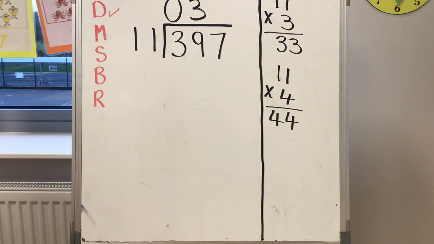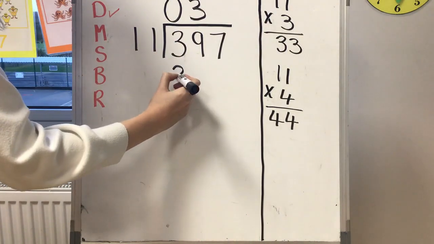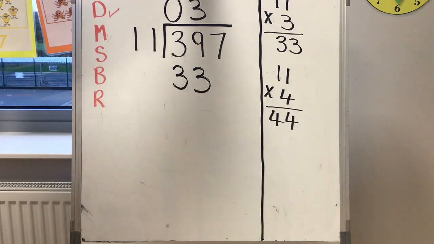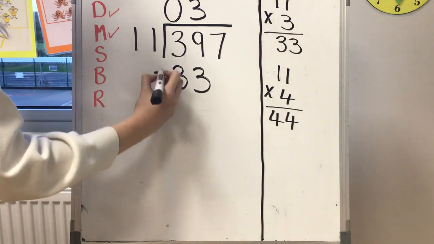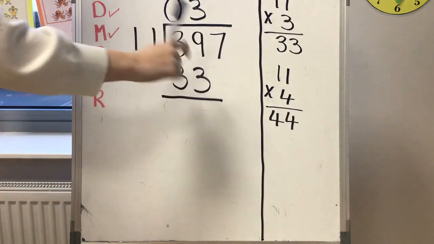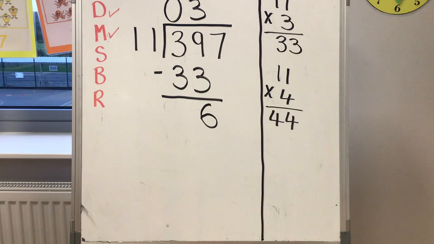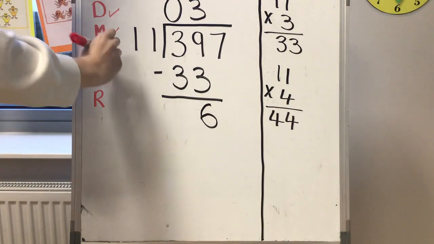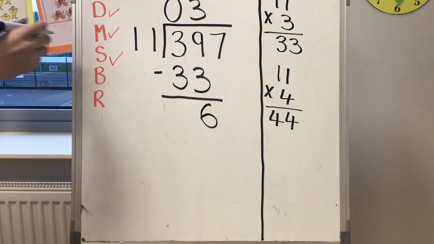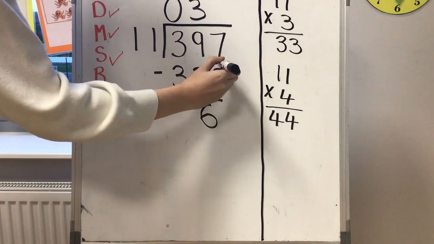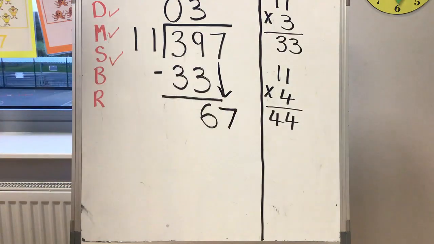Now I need to multiply. 3 multiplied by 11, we've already done it, it's over here, is 33. So now I've multiplied. The next thing to do is subtract. 9 minus 3 is 6. 3 minus 3 is 0. So I've subtracted. The next thing I have to do is B, bring down. So I'm going to bring the next number here, which is 7, down and write it down here. Brought it down.